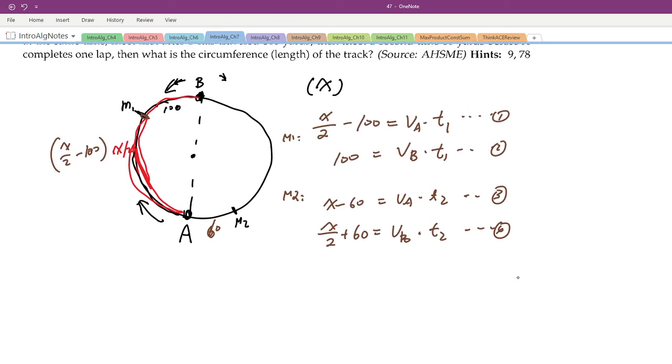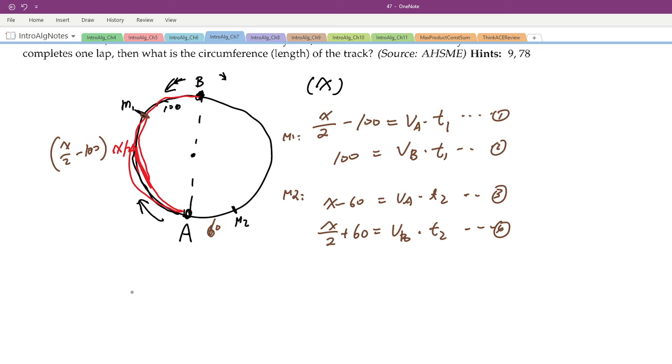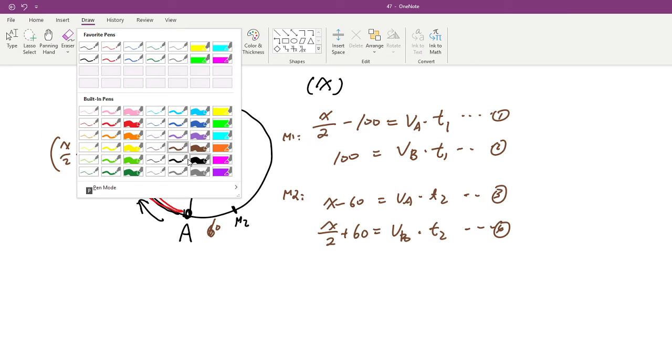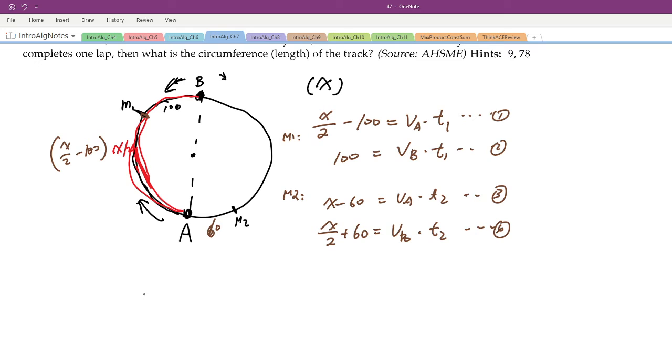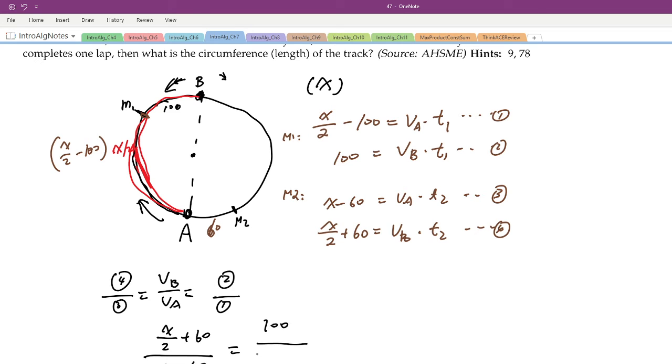Now we have the equations. Let's see how we can solve them. You can see that 4 over 3 is equal to VB over VA, which is also equal to 2 over 1. Now we have the equation: x over 2 plus 60 divided by x minus 60 is equal to 100 divided by x over 2 minus 100.